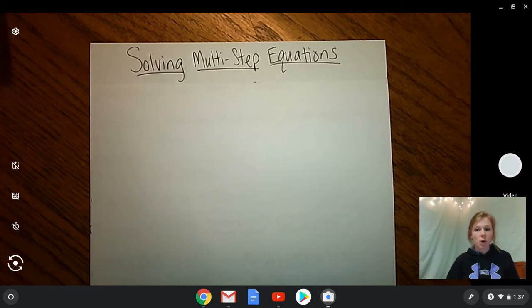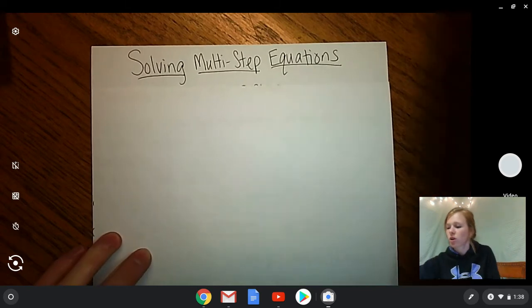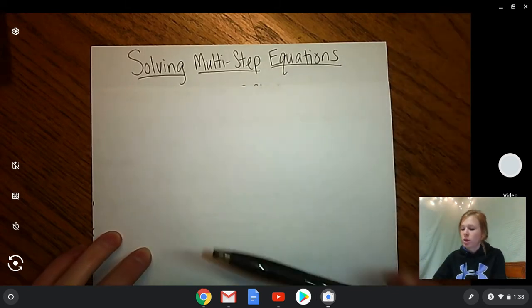So we're just going to take one page of notes today. Feel free to abbreviate anything, write it in a way that's easiest for you to understand. It doesn't have to look exactly like what I have on my paper. So we're going to get started. We are solving multi-step equations.